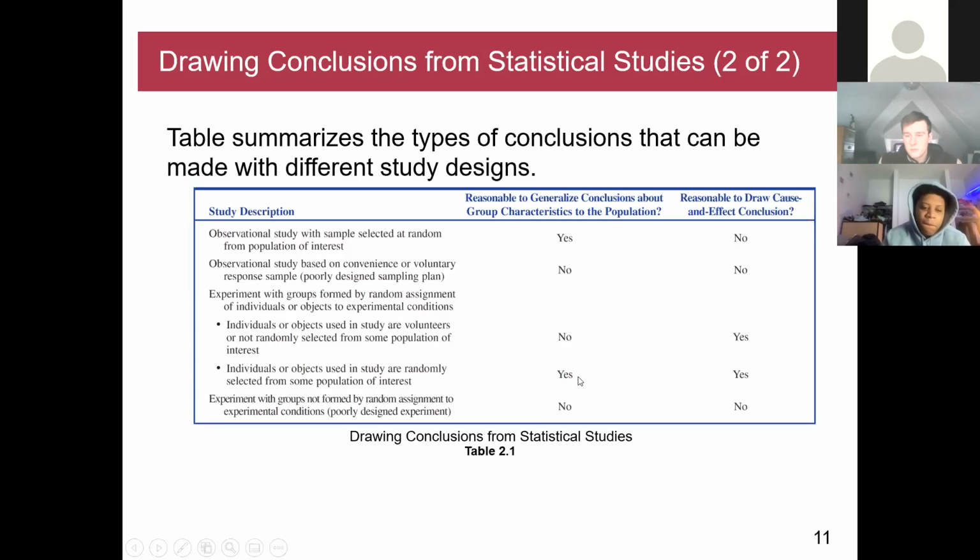We can answer yes to both questions only in the case when the experiment, which randomly assigns treatments to individuals or objects, also has the experimental units or the people themselves randomly selected from the population. And the worst situation would be an experiment where we don't have random assignment and the people were not randomly selected from the general population. And in that case, we would have no and no. That's the worst case of a study right there.